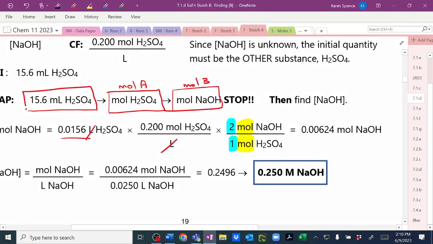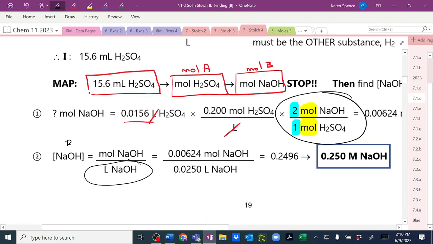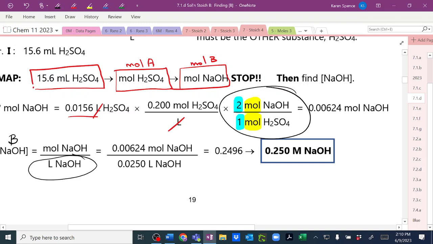Okay. A lot of people in my third block were kind of skipping this step. They were finding the moles of H2SO4 and then dividing by liters of NaOH. Okay, you actually have to get to moles of B. You have to find moles of A, and you need to find moles of B so that you can find the concentration of B, right? So we have found our moles of NaOH, and then we're going to divide by our liters.